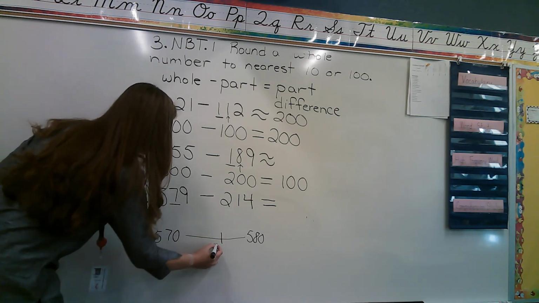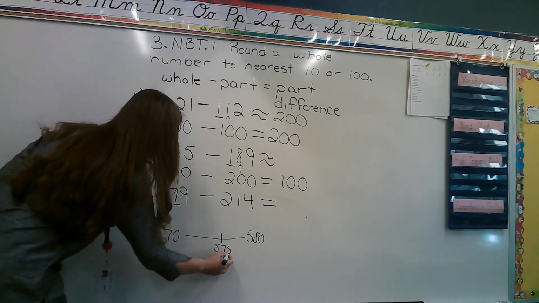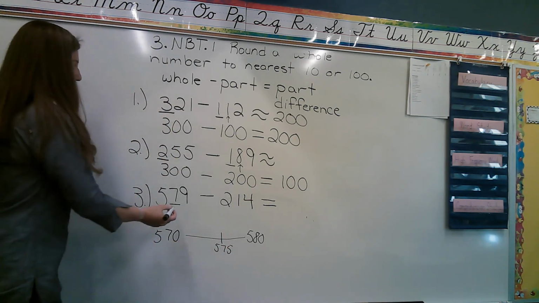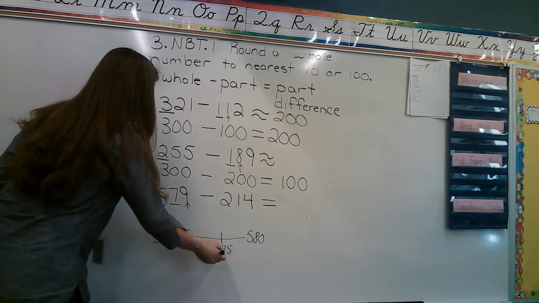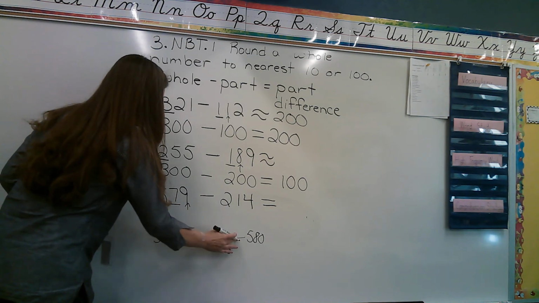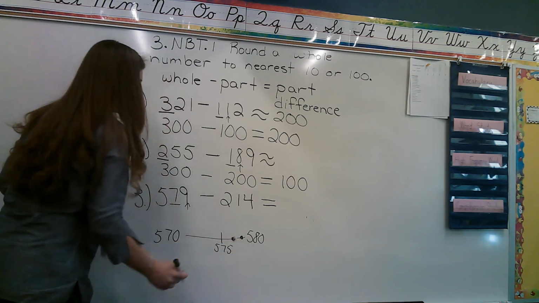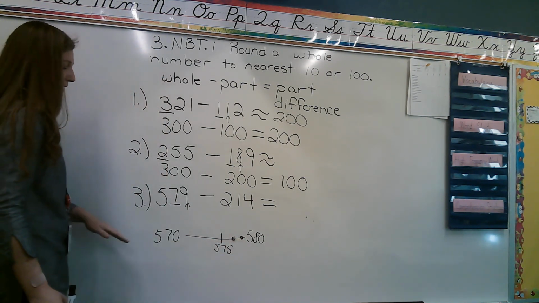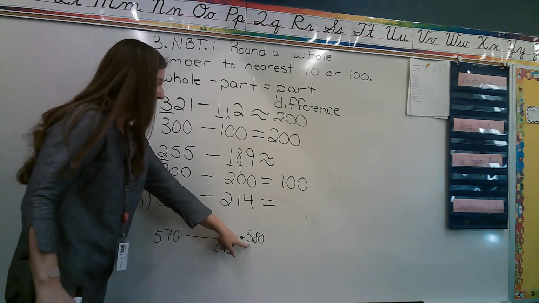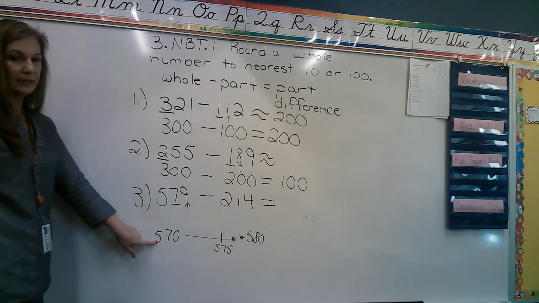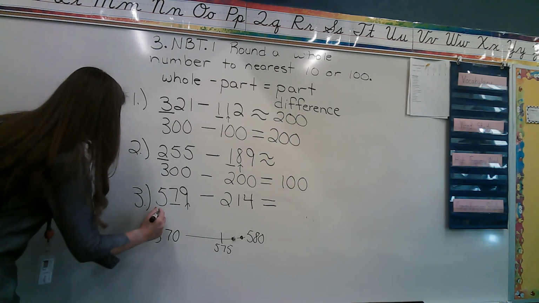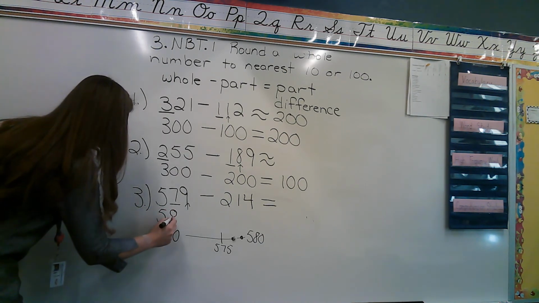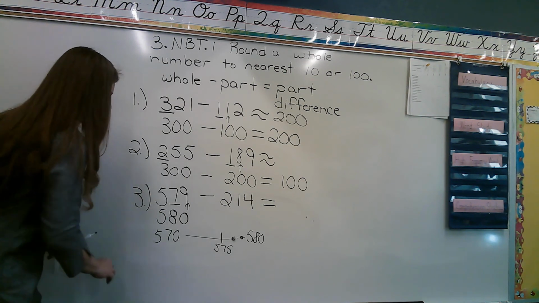Between those is 575. We know that we're past the 5 here in 575. Of course, it's going to be right before 580 because it's 1 before 580, but it takes 9 to get to 570. So, rounded to the closest 10 is going to be 580.